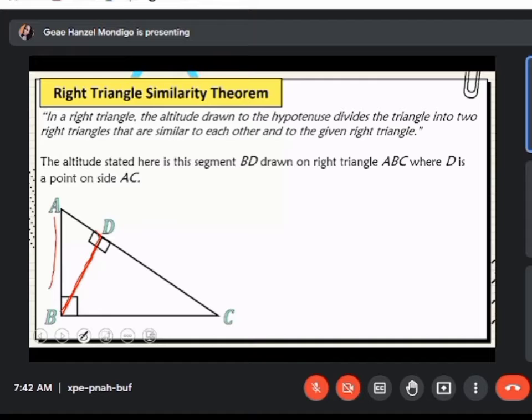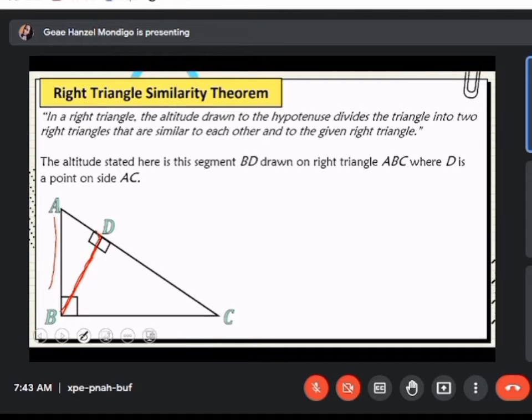So what have you observed with this figure? Is this the same with the figure that we tackled last week? Yes, ma'am. Okay, so it is still the same. So when we separate this right triangle, can we create a new right triangle?